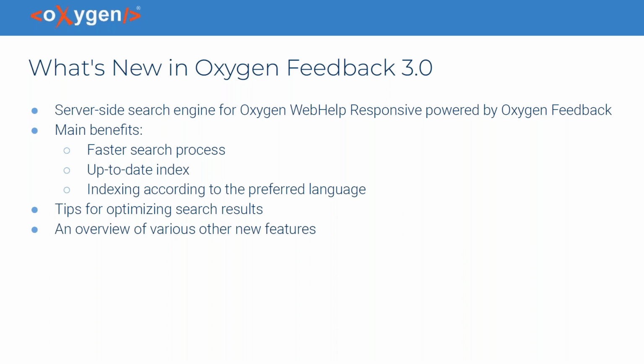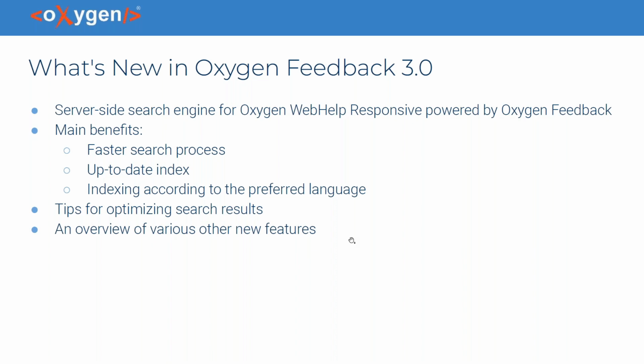The main benefits of configuring Oxygen Feedback to search your HTML content are: the search process is faster because it is performed on the server. The content index is kept up to date when content is republished. You can configure the language used for the indexing process.